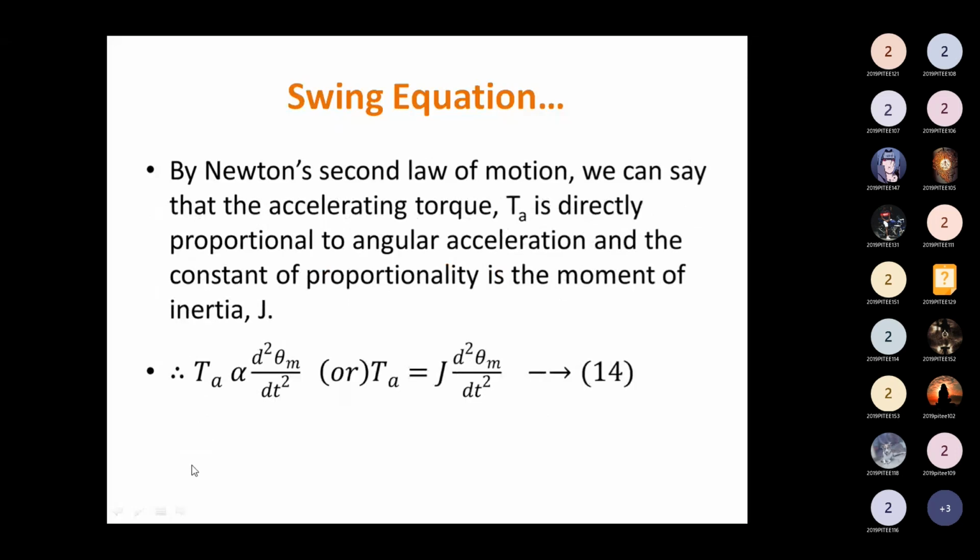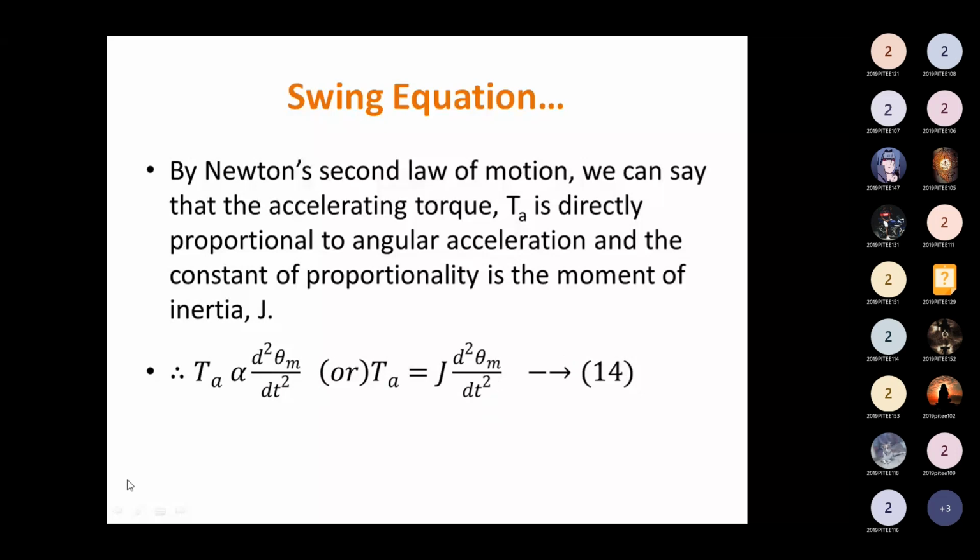So now I am going to incorporate Newton's second law of motion. We can say the accelerating torque TA is directly proportional to your angular acceleration, and the constant of proportionality is the moment of inertia, J. So TA is directly proportional to d square theta m by dt square. In order to replace the proportionality, it is replaced with the J symbol. So TA equal to J d square theta m by dt square. I'm naming this equation 14. So once you apply Newton's second law of motion, the accelerating torque is J times d square theta m by dt square.